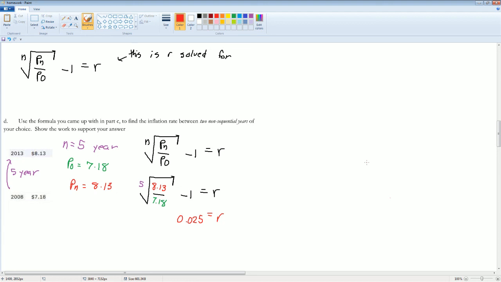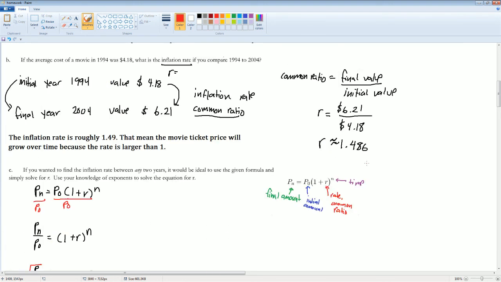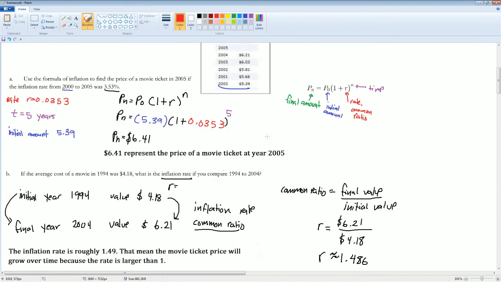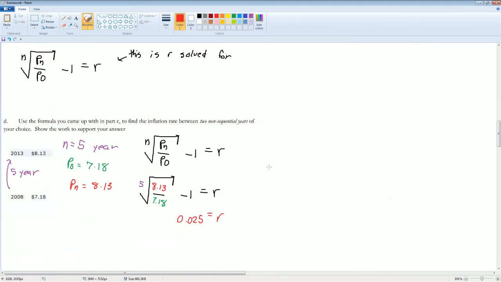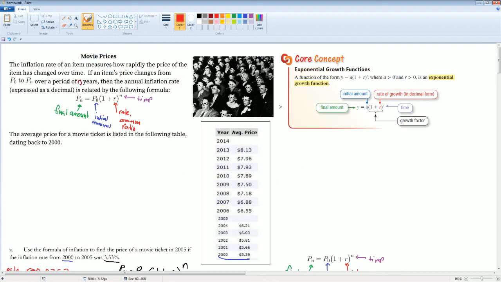Find the inflation rate between any two non-sequential years. So there you go. If you have any questions, please let me know. But this is a performance task, and it's a little bit harder than normal. So that's why I decided to give you all the answers. But try it first. Those are all your solutions.